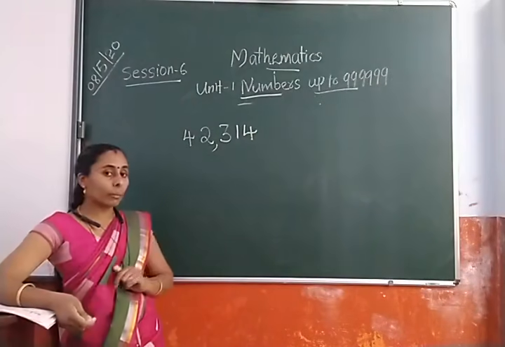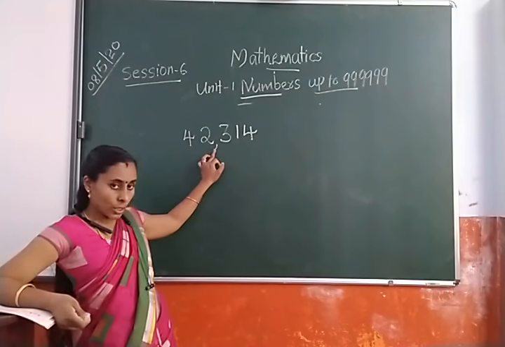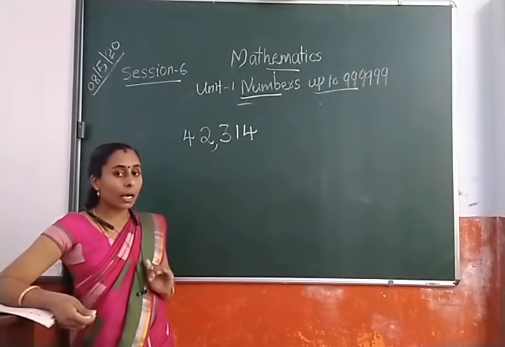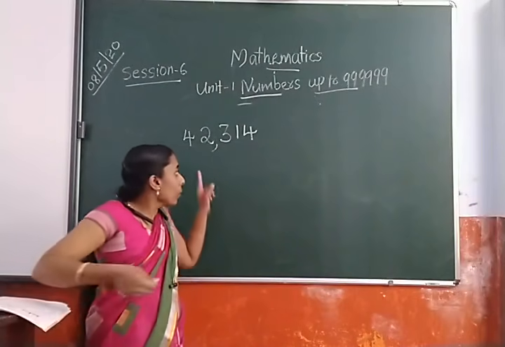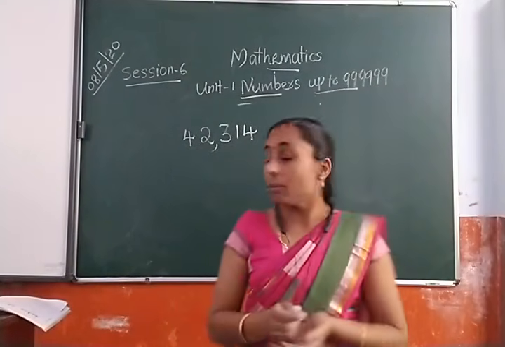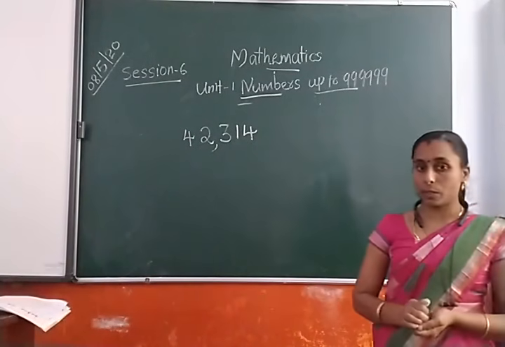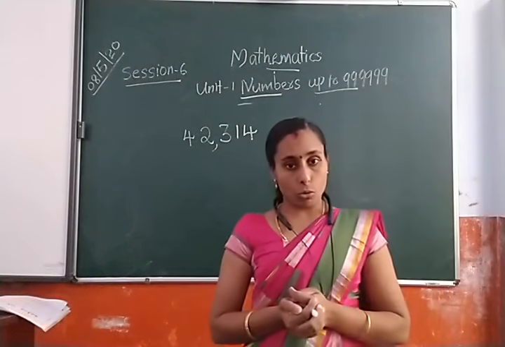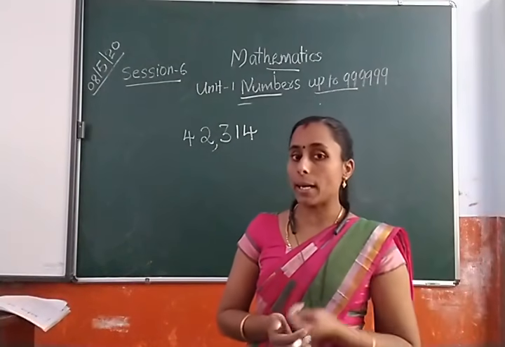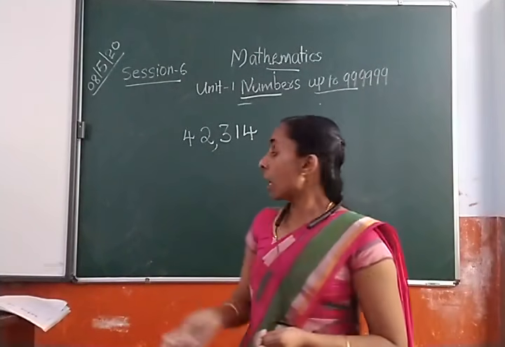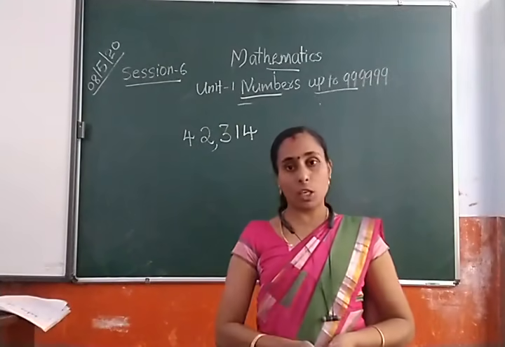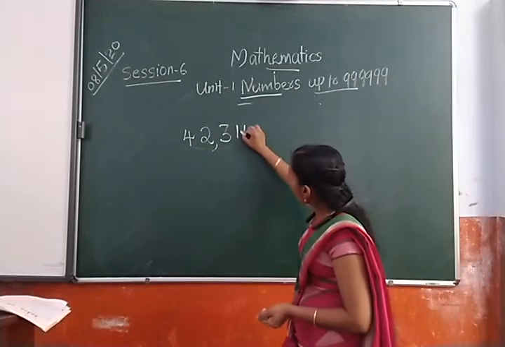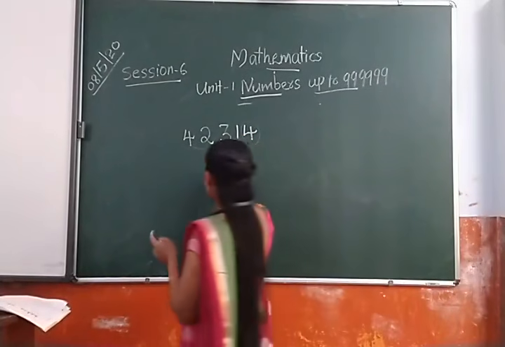Which number have I written on the board? 42,314. Now I am going to explain how to do counting by twos. When we do counting by twos, only one place will change, and all other places remain the same. Only which place will change? Counting by twos.